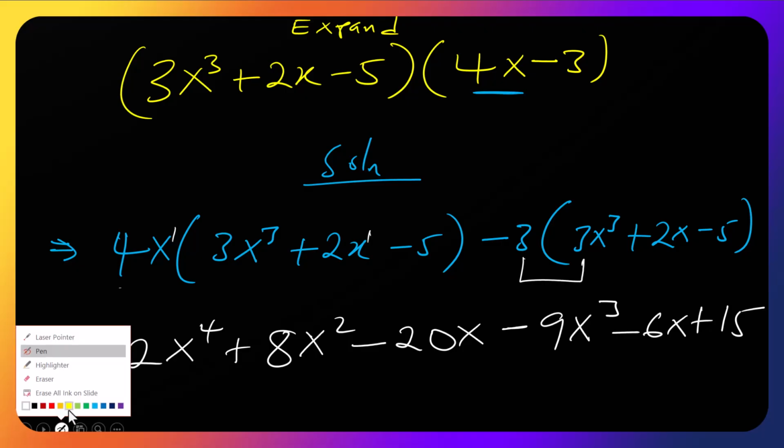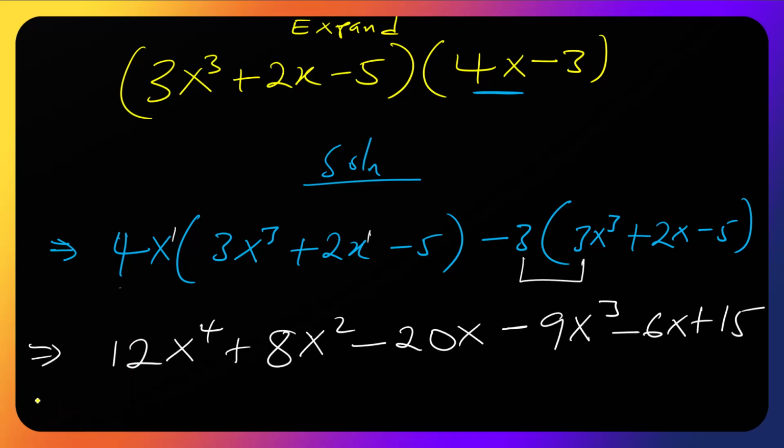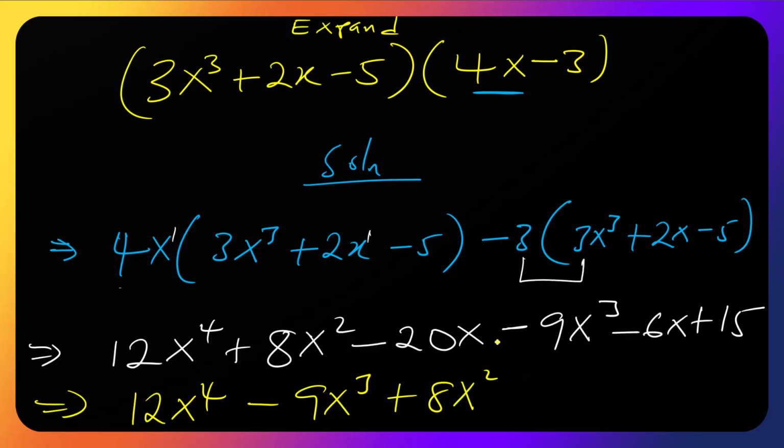Okay, so let's see if we can group like terms. So let's start with the highest power, 12x⁴. We have x² and x³, so −9x³, and only one x², 8x². And the one with x, so −6x − 20x = −26x. And well, this one and that, this one, that, plus 15.